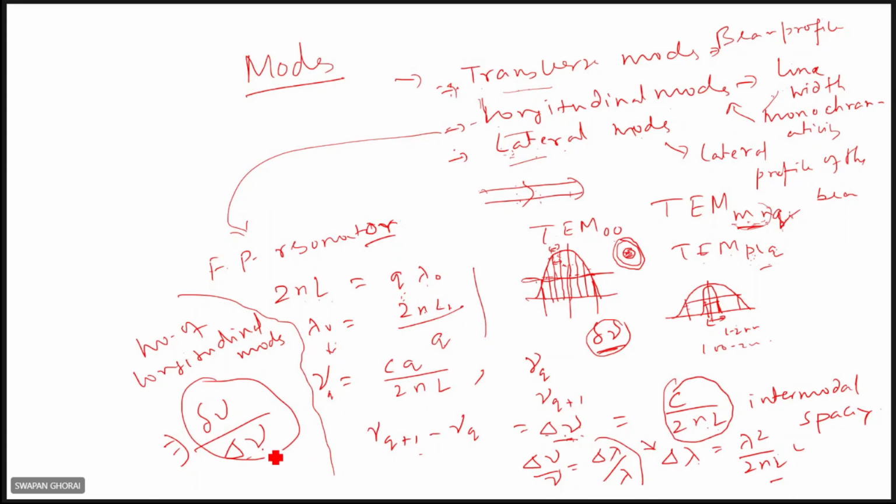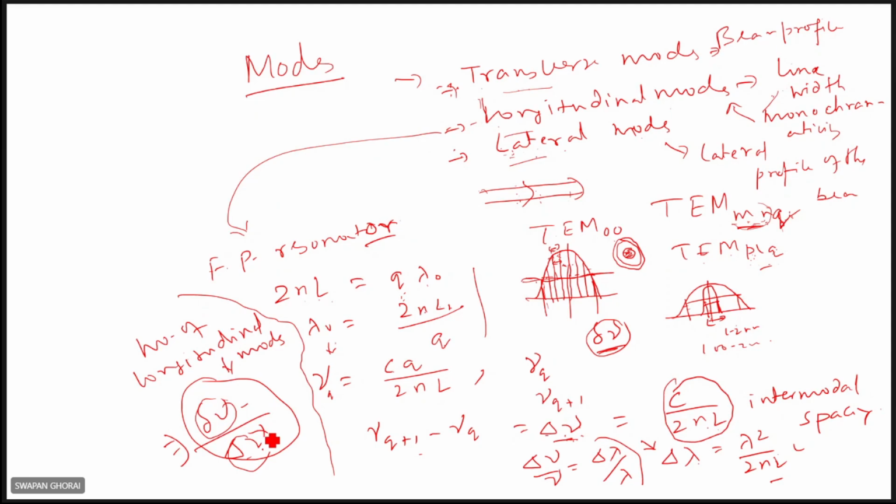The number of modes will be determined if you know the line width. What is the line width? Whenever a source emits light, some line width is there, delta lambda or delta nu. So this is the line width, and this is the intermodal spacing. If you just divide it, you get the number of longitudinal modes.